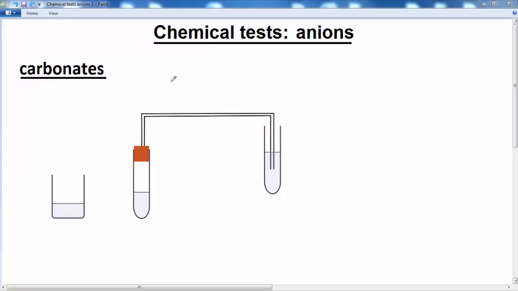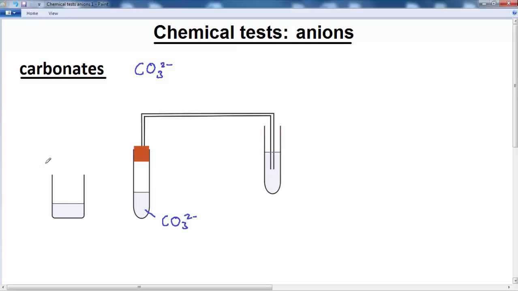In this lesson we're going to look at chemical tests for anions. Anions are negative ions, and first of all we're going to look at the carbonate ion. Remember that the formula for the carbonate ion is CO3 2-. Let's imagine that we've got a solution of carbonate ions here, and this could be, for example, sodium carbonate, potassium carbonate, copper carbonate, calcium carbonate. It doesn't really matter. All we want to do here is identify the carbonate ion.